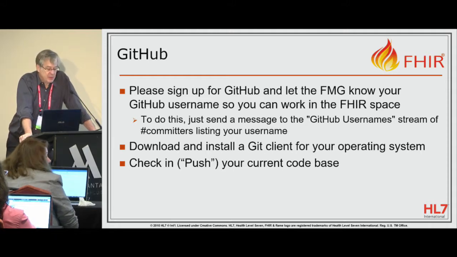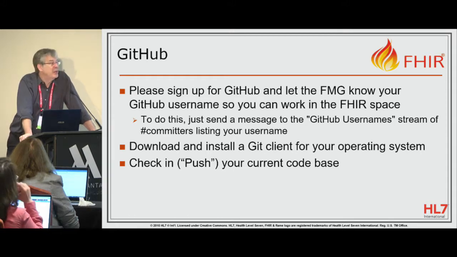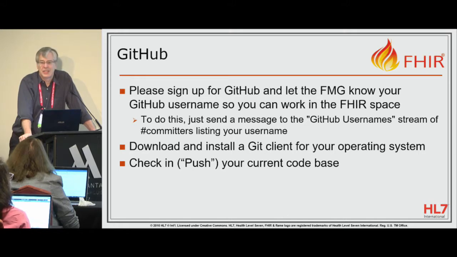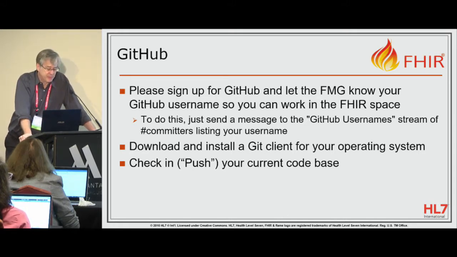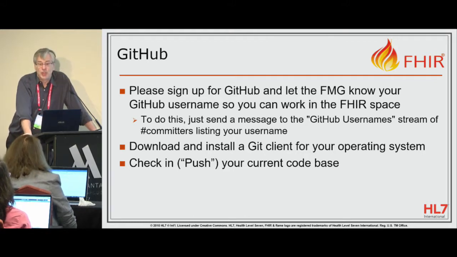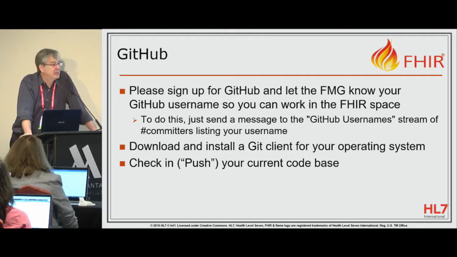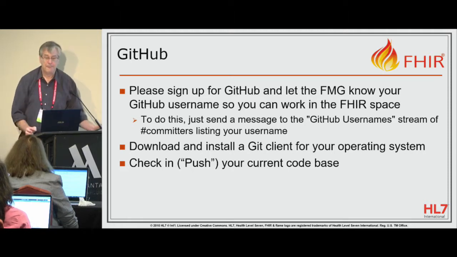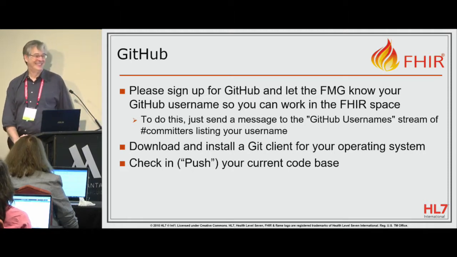Once you've done so, to work in the FHIR, you need to send a message to the GitHub username stream on committers. And just list your username so that the FMG knows who you are and can give you appropriate permissions. Of course, those of you in this room have already downloaded and installed a Git client for your operating system, and checked in, pushed your current code base into GitHub. Now, that's nice and simple, isn't it?